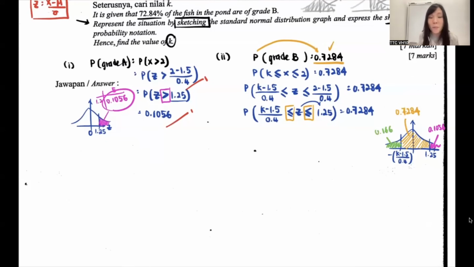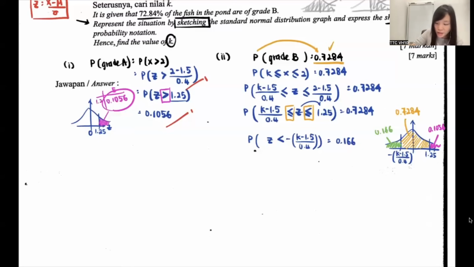Okay, so this 0.166, how do you write it out? You must write it out. You cannot just write 0.166. This 0.166 is the probability that represents the left side of K minus 1.5 over 0.4. So you must write Z smaller than negative K minus 1.5 divided by 0.4 equals 0.166. Just now that one had an equal sign. Now you are the leftover, so there is no equal sign. This is how you write it out.